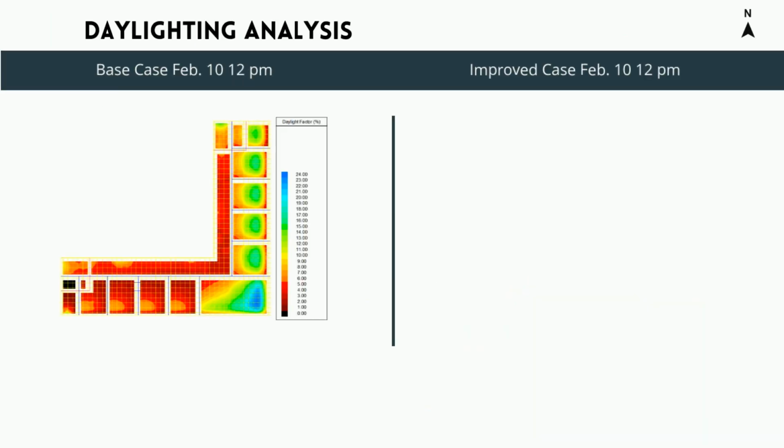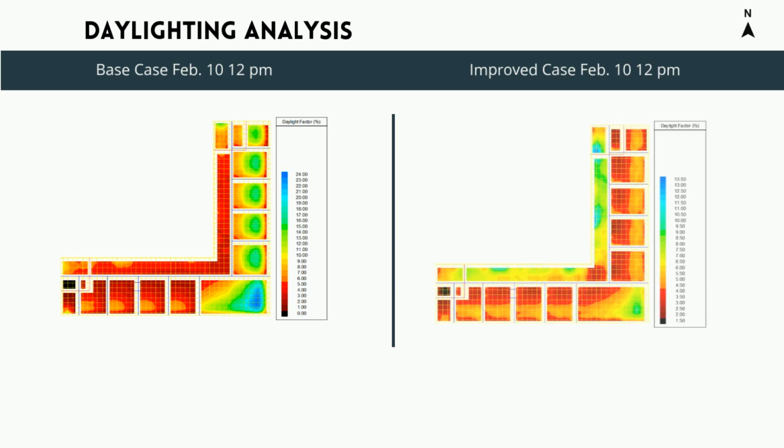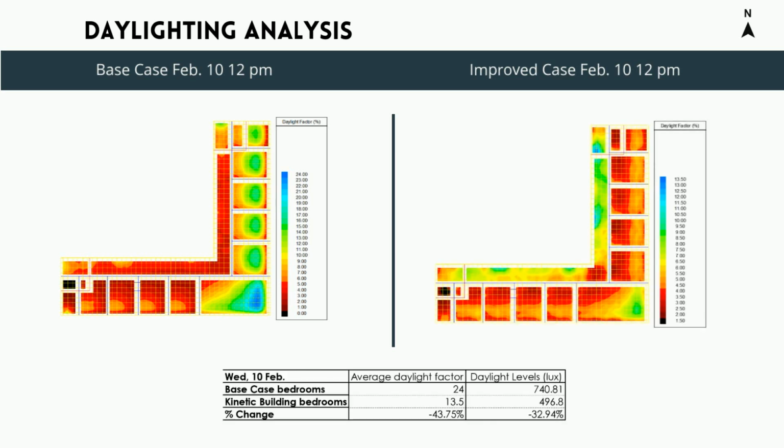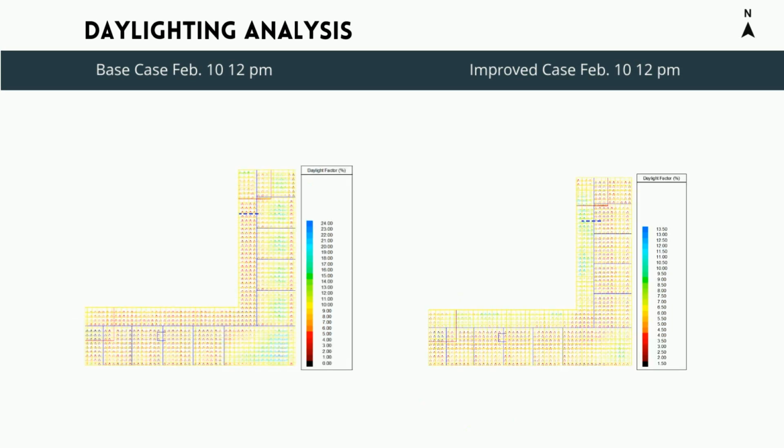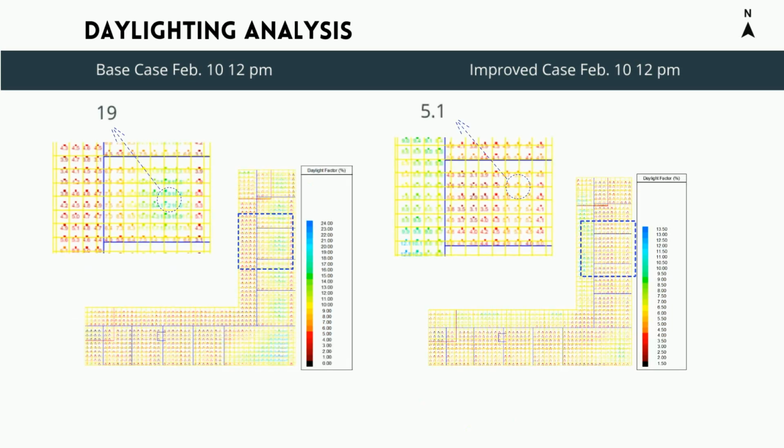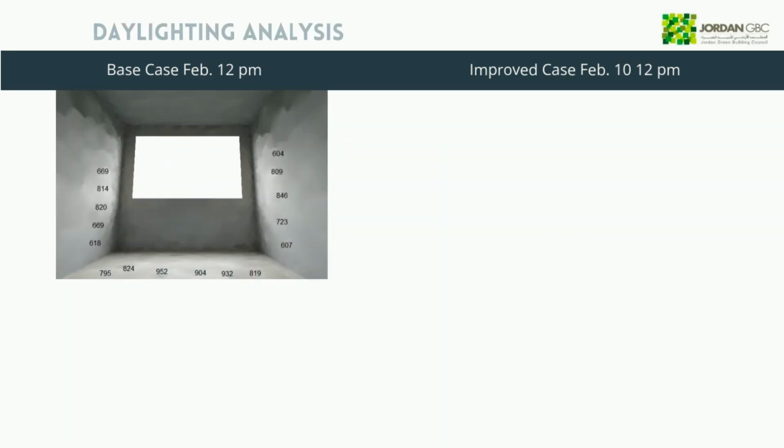For daylight analysis, we will focus on the upper bedroom mass of both cases. On the left is the base case, and on the right is the improved case. Using the numeric grid and looking at the same spot, the base case daylight factor is 19, where risk of glare is high. However, the improved case has an adequate daylight factor of 5.1 that does not require artificial lighting during the day. Let's have an internal look from the point of view shown.